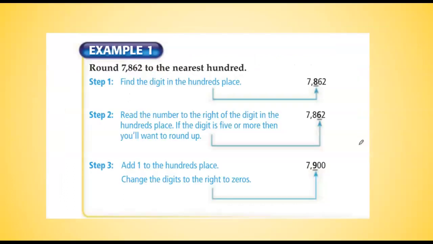So let's look at an example of rounding. We have 7,862, to the nearest hundred. Find the digit in the hundreds place. So my digit I'm finding, like my poem, is 8. Read the number to the right of the digit in the hundreds place, which is 6. If it's 5 or more, then you want to round it up. You can see they looked at the number next door. That was 5 or more, so it's 5, 6, 7, 8, or 9. Then you're going to round that 8 to 9. So now it's 7,900.